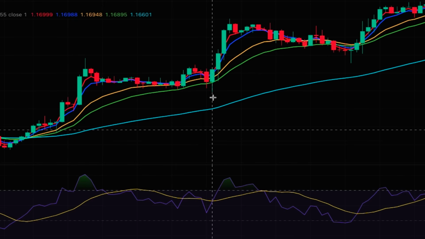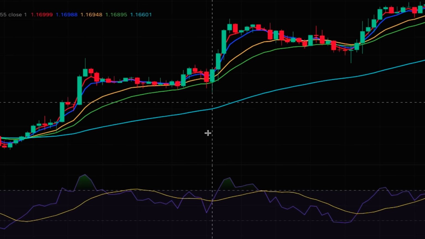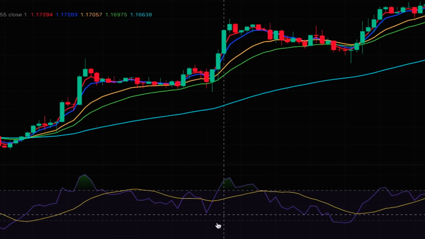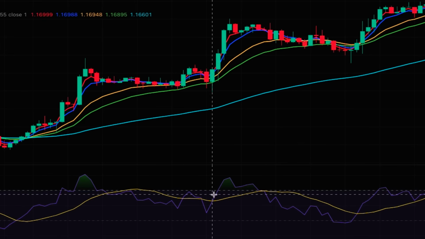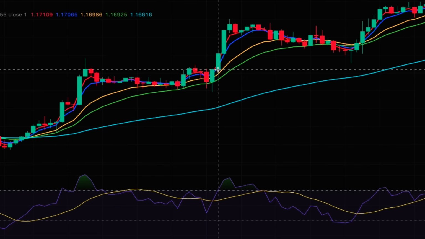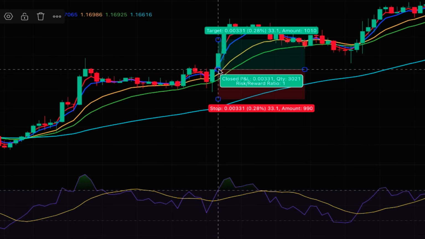When the red line is closed above the blue line, here in RSI, the RSI line should be above the center line, but not above 70. In other words, it shouldn't be overbought. We want the RSI line to be between center line and 70. So here, the buy signal is confirmed, and in practice, we could enter a long position at this point when the new candle was opened.